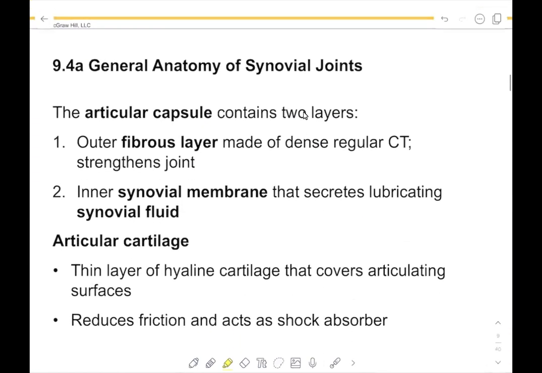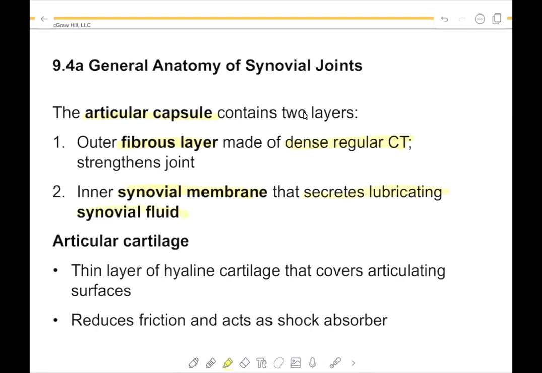So let's take a look at the general anatomy of synovial joints first. The first of which is that there is an articular capsule, which contains two different layers. There is an outer fibrous layer made up of dense, regular connective tissue with the function of strengthening the joint. Then there is an inner synovial membrane, which plays a very important role because it is secreting lubricating fluid called synovial fluid.